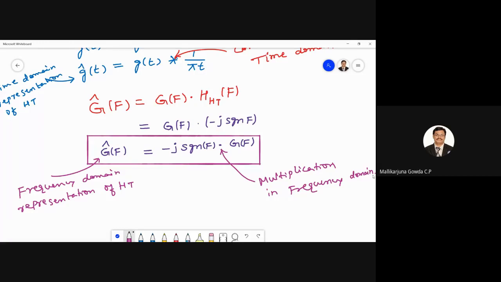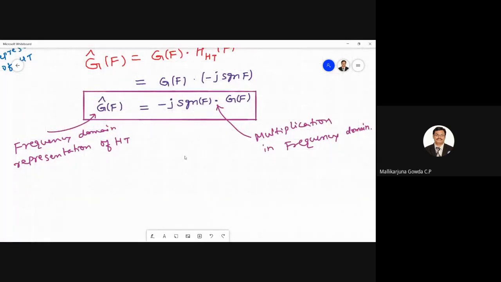So now we need to prove this, na? How I took this Fourier transform of the impulse response of the Hilbert transform as minus j sgn of f. Right, I need to prove that, right? So let us take up that. Let us see how we prove that. That is the Fourier transform of the Hilbert transform. So interested in knowing that? You want me to prove that, or is it fine?